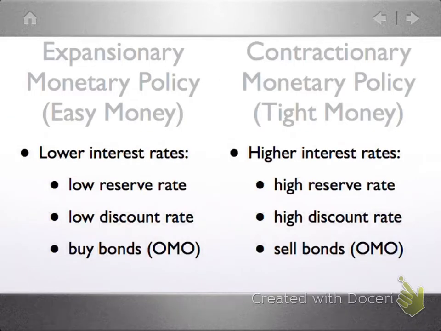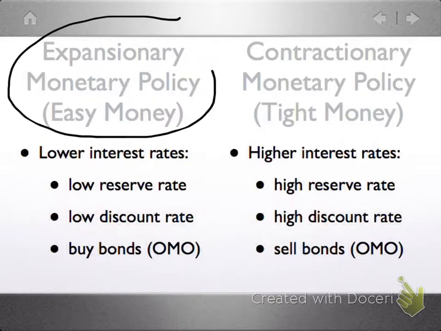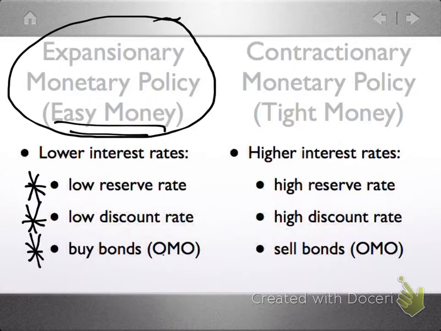So the summary slide, and this is it. Expansionary monetary policy, also called easy money policy, is during a recession, right? So the problem is unemployment is high. So there's a recession, and you are going to want a really low interest rate. The way you lower the interest rate, you have a low reserve rate, a low discount rate, and you buy bonds. This stands for open market operations.